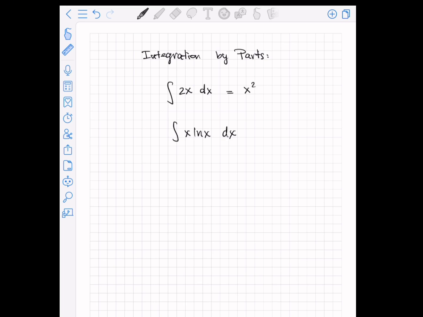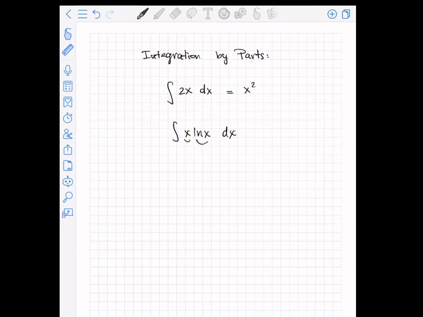Now, if we have an integral like x ln x dx, you could memorize the antiderivative for x ln x, but we have no special way to know what is the integral of x ln x, because it's a product of two functions, and none of these functions is a derivative of the other. In this case, we use integration by parts, which is a very simple concept if you learn it correctly.